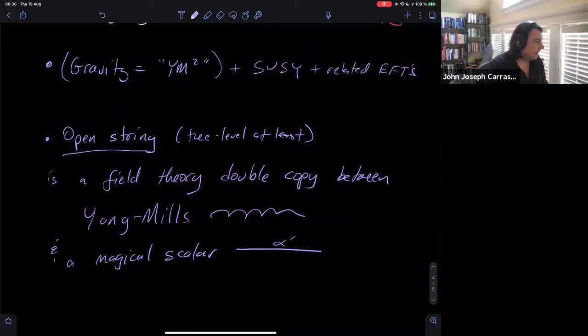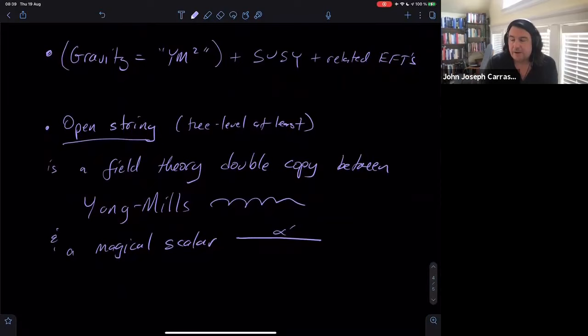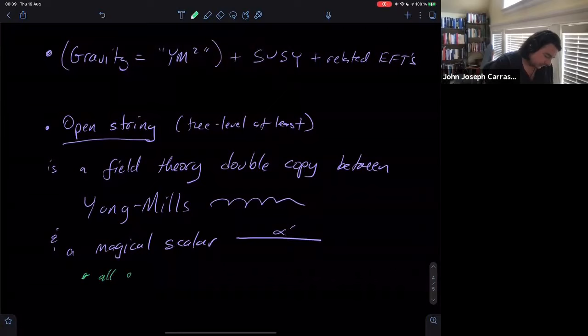And this was first presaged, I think, by some really remarkable papers by Stieberger and Taylor, as they were talking about open strings as certain transforms of supergravity, but then really clarified by this paper of Johannes Broedel, Oliver and Stefan, showing that you can really write down open string amplitudes, Chan-Paton open string amplitudes, in terms of a field theory double copy between scalars that encode all the alpha prime corrections and just normal Yang-Mills. And that was just bananas to me. So this is all orders in alpha prime.